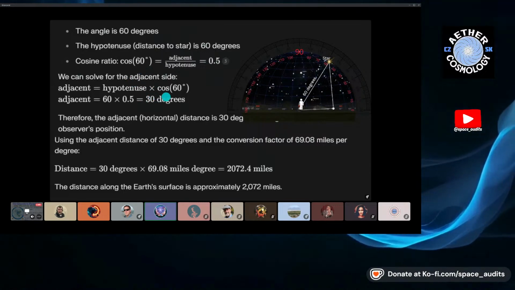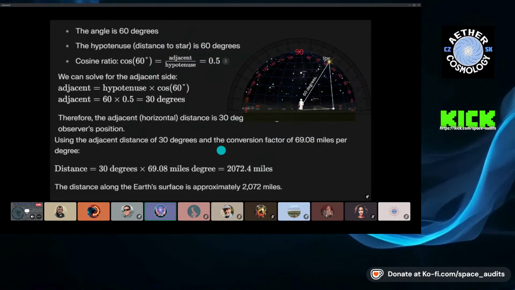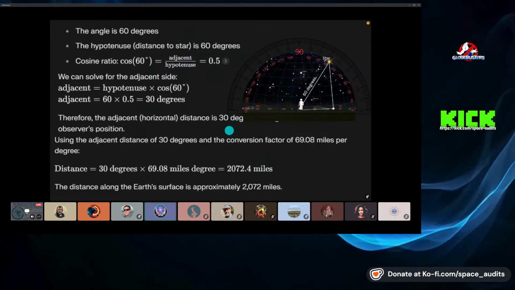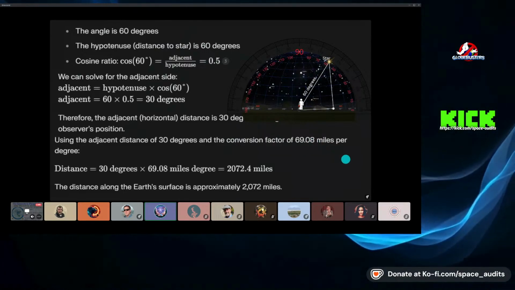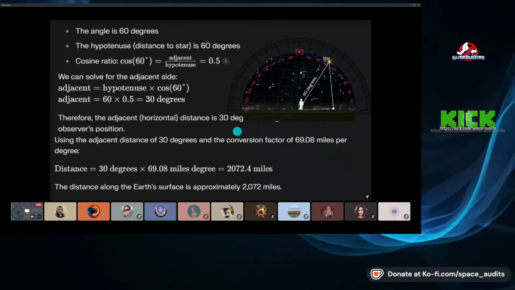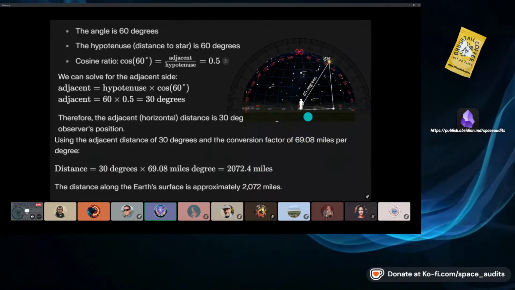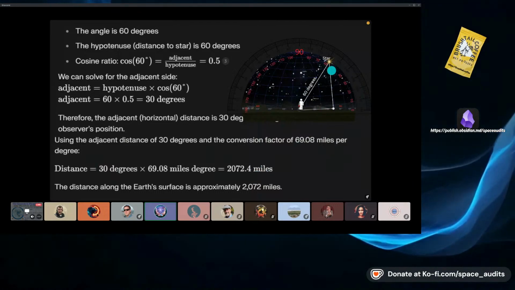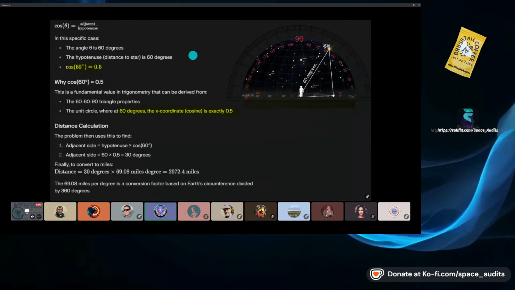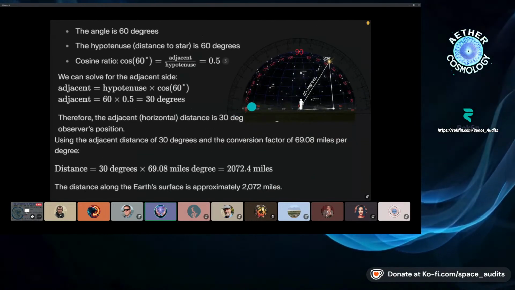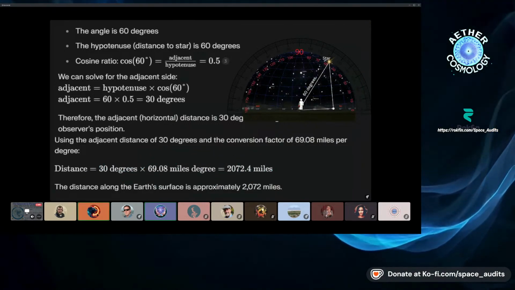Then we follow through the math over here that we have the horizontal distance, which again gets answered in a ratio, 30 degrees to the observer's position. So 30 degrees times the conversion factor of 69.08 miles per degree gives us a length of the bottom of this right angle triangle of 2,072.4 miles, right? So we've calculated the ground position of this celestial object using just its angle and basic trig. Right, so the only thing that again was in question is this 69 miles per degree. Where we were getting it.